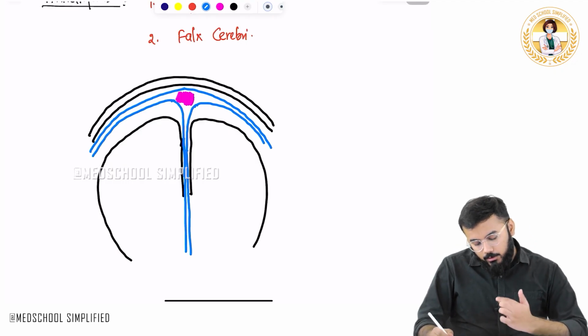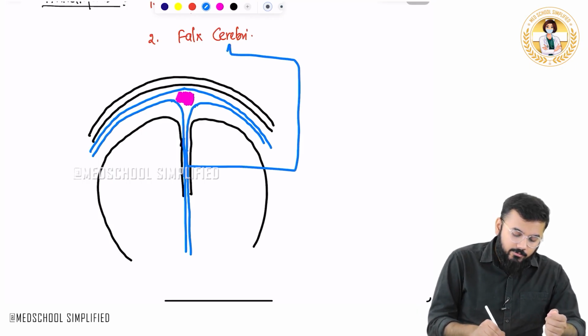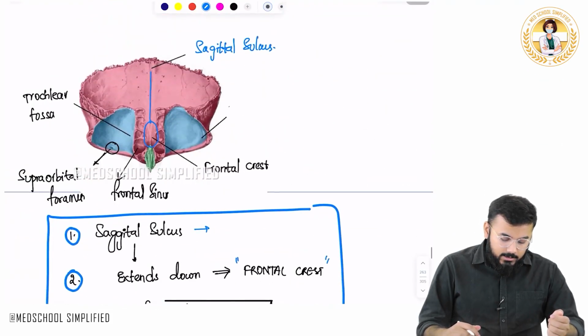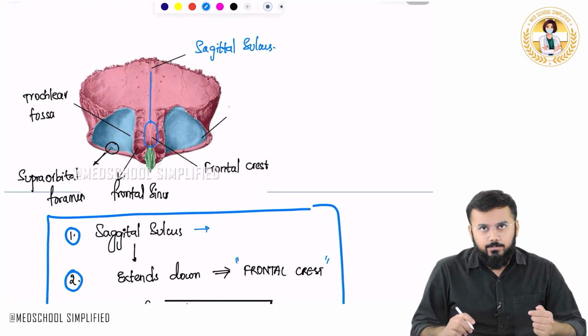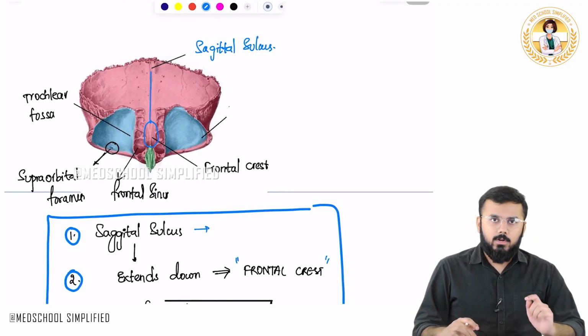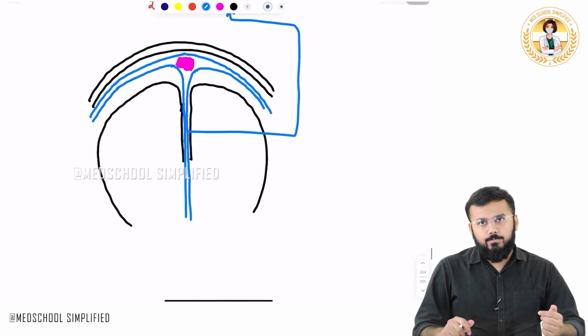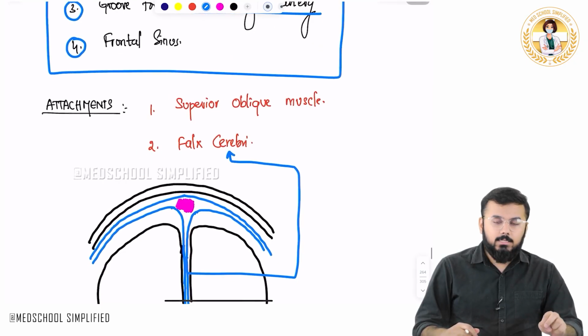So this fold of dura mater which is separating both the cerebral hemispheres is what is called your falx cerebri. And where is this falx cerebri attached? This falx cerebri is attached all the way to the frontal crest. Okay, in the frontal bone you have got the frontal crest, right? So to the frontal crest, this is attached in this way. Right, so there are two attachments: superior oblique muscle as well as the falx cerebri.